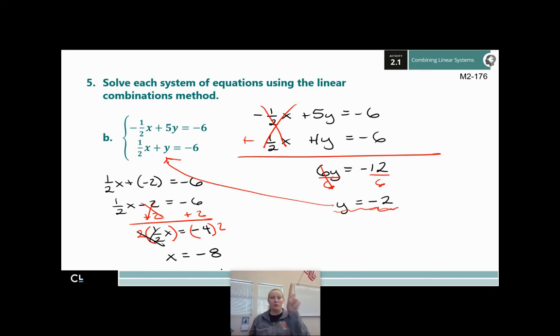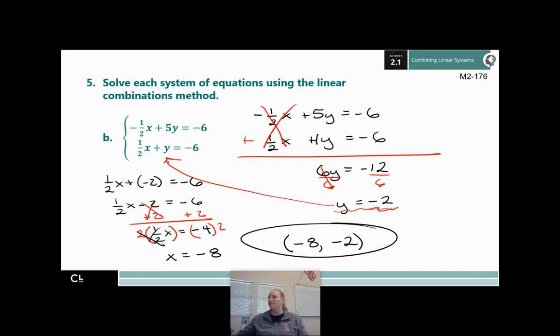Oh, don't forget, we have to write our answer as an ordered pair. Please remember that the x goes first. So negative 8, comma, negative 2 for our y coordinate. And there's our solution. Woo! I really like this elimination method. I like this. I do. I like that I can add stuff together and things die off and suddenly it's so much easier to work out. I love that.